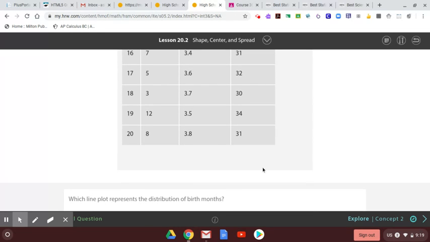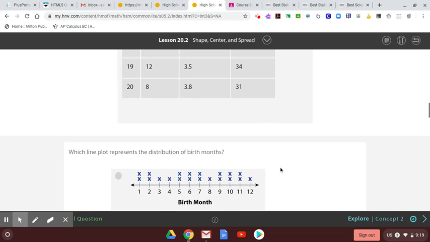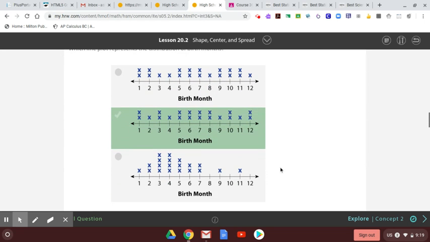So the first one wants you to find the line plot that represents the distribution of birth months. You don't actually have to do the whole line plot. You just need to identify which one it would be. So obviously the answer is here, but how would we identify the answer? What I would normally do is pick a value where there are 3 different answers. So month 12: here there are 0 babies born in month 12, here there are 2 babies, and here there is 1 baby born in month 12, which in our case would be December.